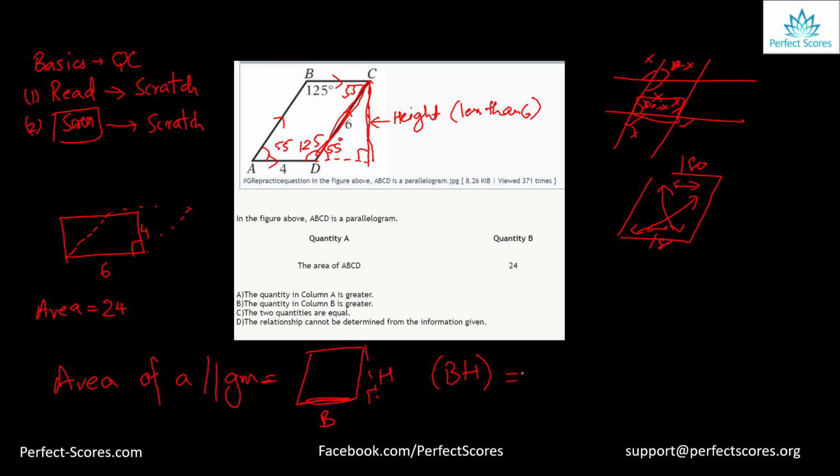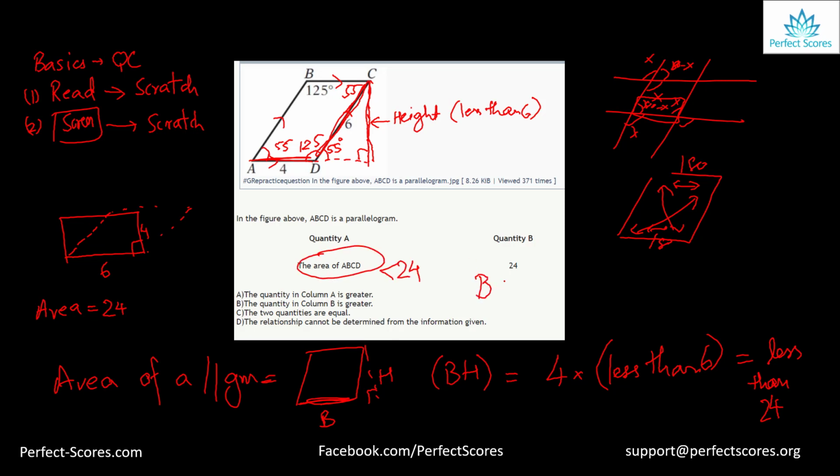So area of the parallelogram is base times height. So what is going to be the area of this parallelogram? That is going to be base, which is 4, times the height. And height is something which is less than 6. So that means my answer is going to be less than 24, which means quantity B is greater than quantity A.